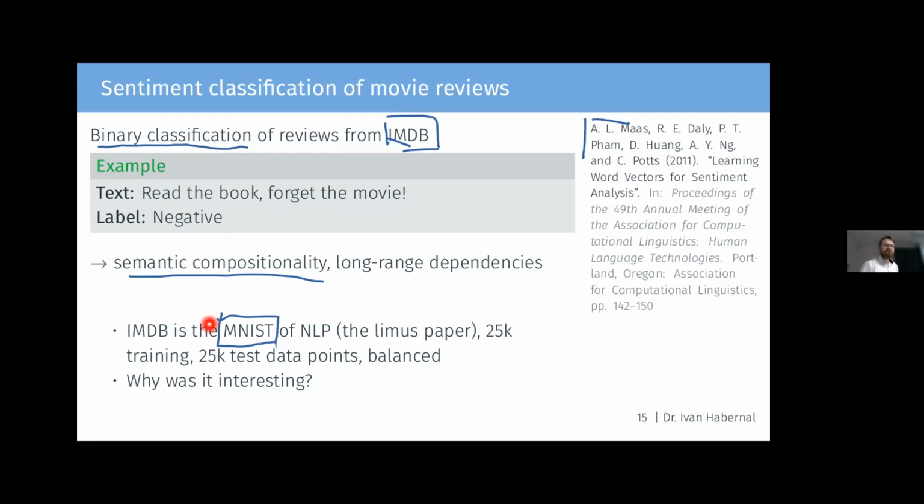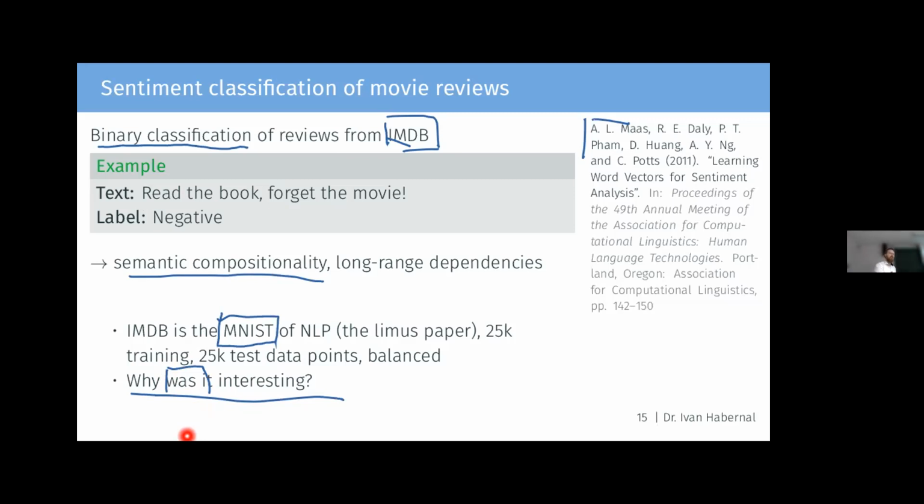So the question is, why was it interesting? Why movies, sentiment of movies, why is it interesting? Why did people start using movie reviews for predicting the sentiment of the text? Why movie reviews? Probably because there's a bunch of data, which is already labeled. Nice, yes. Very opportunistically, there's a bunch of data somewhere which is labeled.